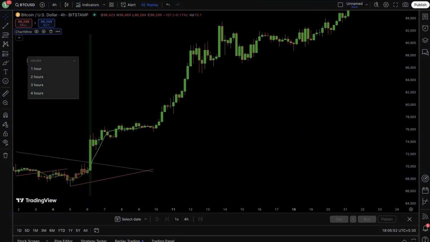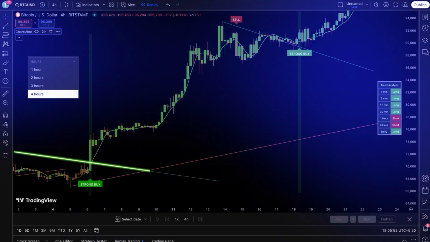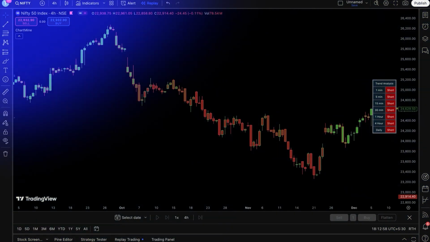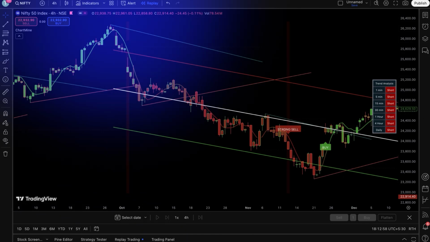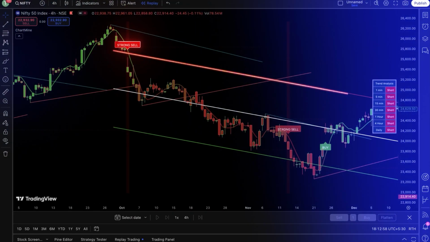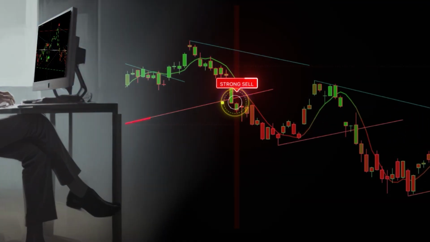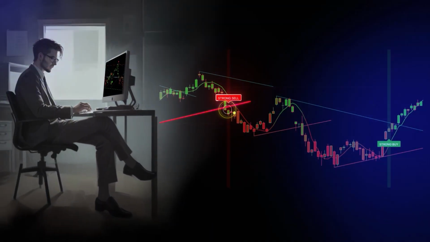For example, when Bitcoin broke above a key resistance level on the 4-hour chart, it triggered a massive rally. Similarly, when Nifty 50 broke below a long-term support trend line, it signaled the start of a bearish phase. Traders who can identify these breakout points early can position themselves for high-probability setups.